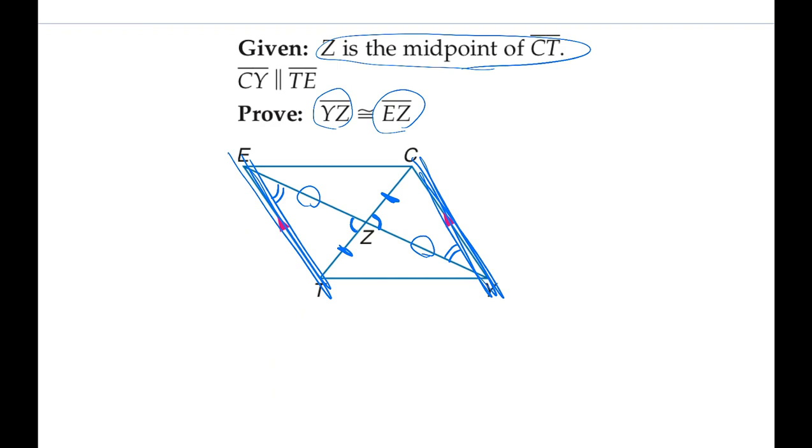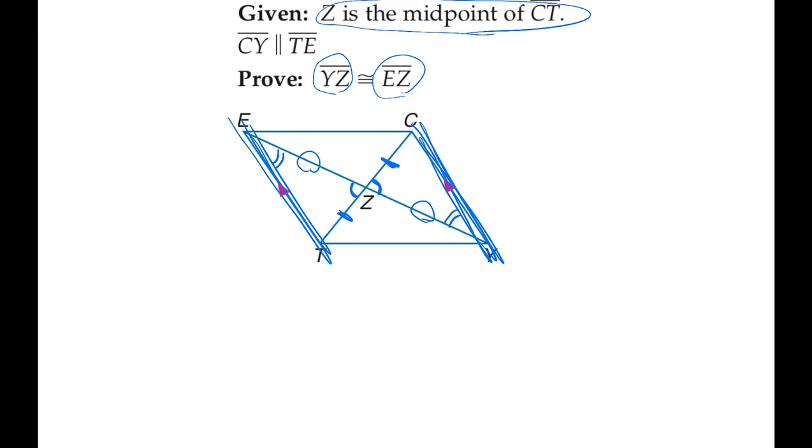If that was hard to follow, hopefully it's easier to follow when I actually start doing the proof. All right, so let's start with the given. Z is the midpoint of CT.